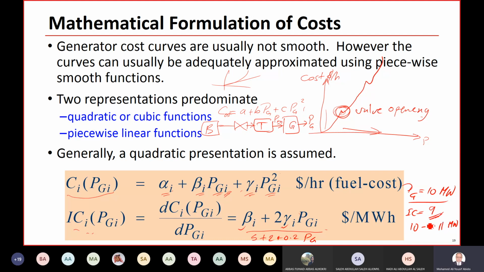So this is how much the cost you will pay. Okay? Is it clear? Yes.